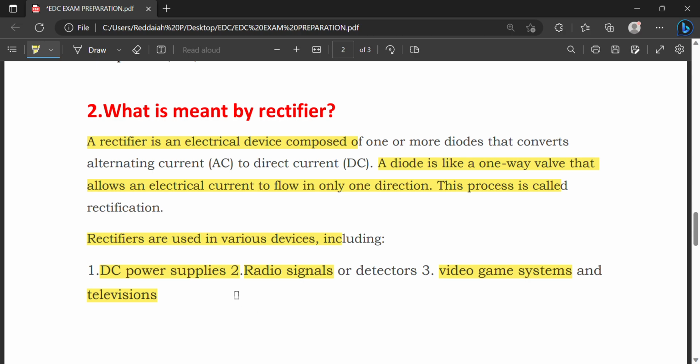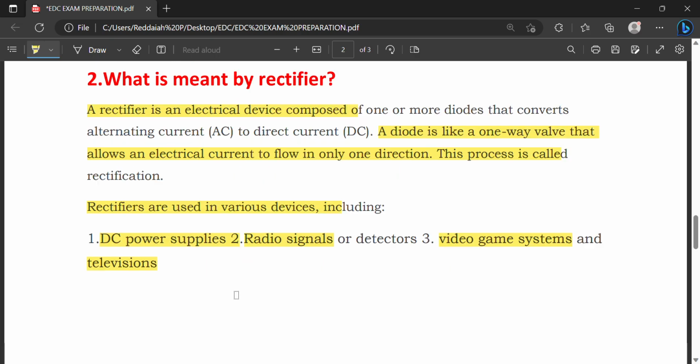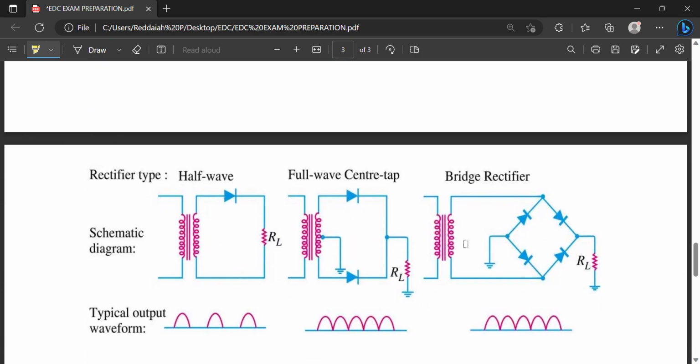There are many types of rectifiers: half wave, full wave, bridge rectifier. In the schematic diagram, if you use only one diode, it is a half wave rectifier. It converts only the positive side and clips the negative side, because it allows current in one direction only. The negative half cycle is removed. If you use a full wave rectifier like this, both the positive and negative signals are converted.